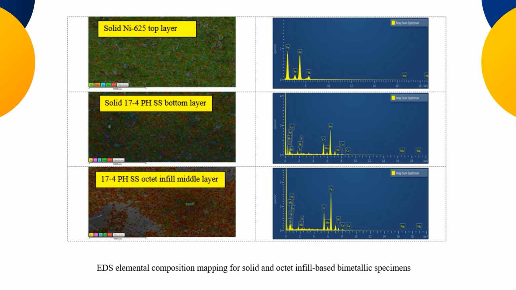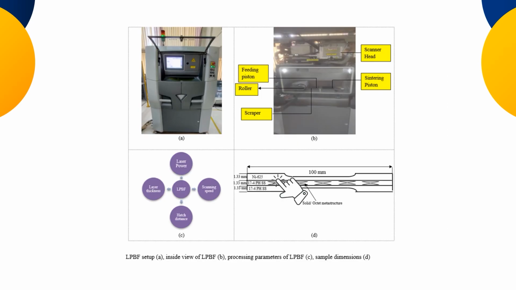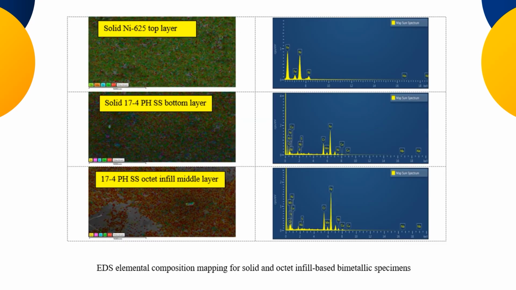So what we actually did is, we made the top layer with nickel 625, as you can see over here. The top is nickel 625. The meta is of 17-4 PH, and this meta is basically the exotic one, and the lower part is again of 17-4 PH. So top nickel 625, bottom 17-4 PH, and the octet part is again 17-4 PH.